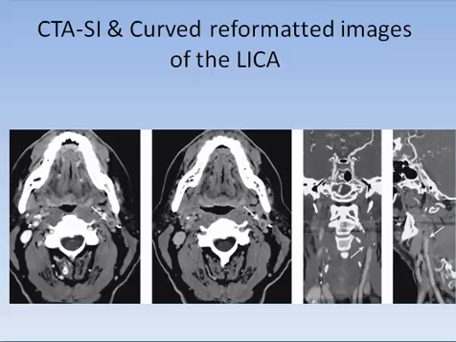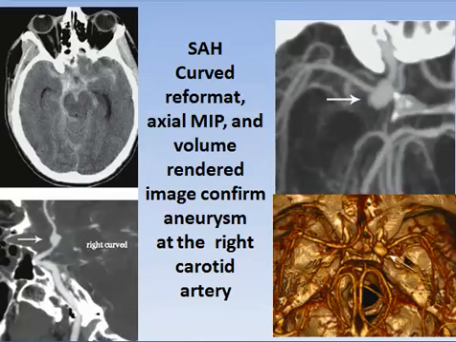This is CTA-SI with curved reformatted images. Curved reformatted images means you follow the artery. Subarachnoid hemorrhage, curved reformatting and axial MIP, and volume rendering, confirmed the presence of aneurysm. This is curved reformatting, which means you are following the artery.